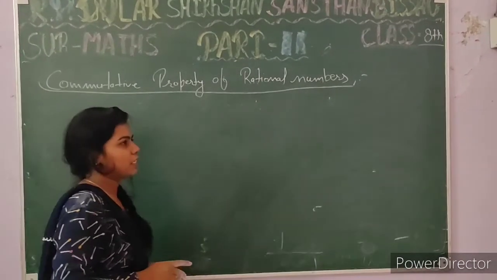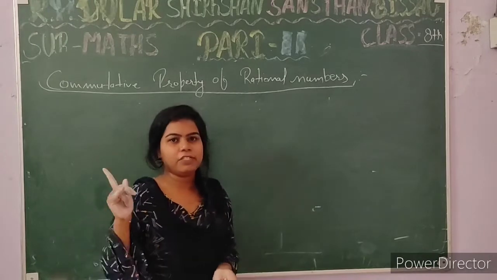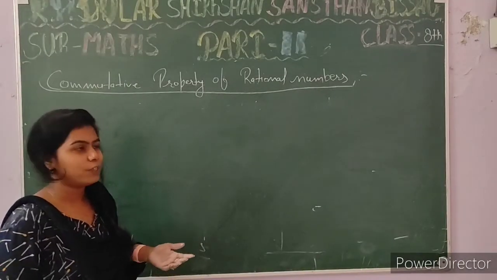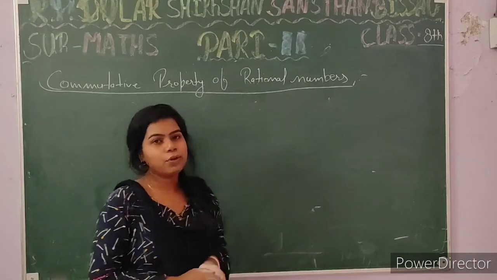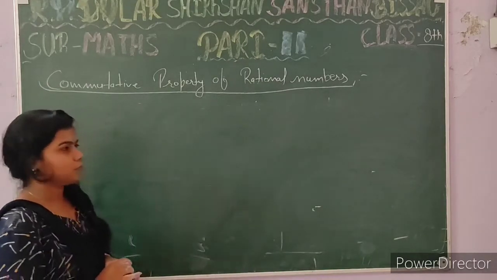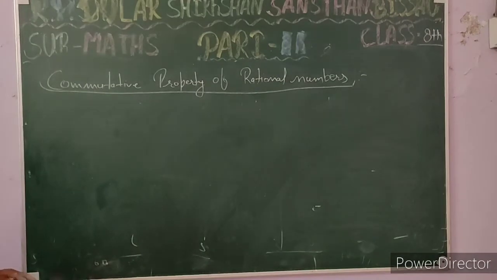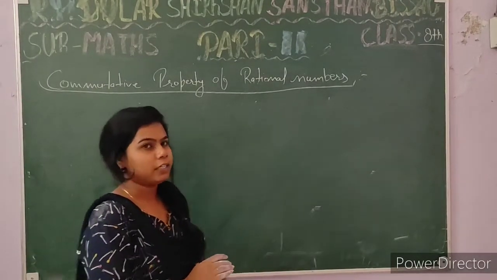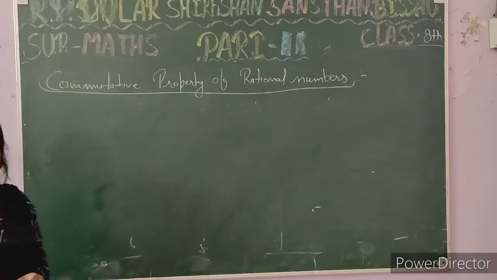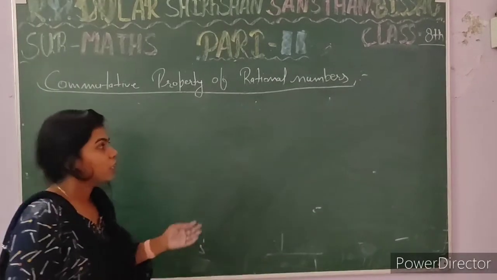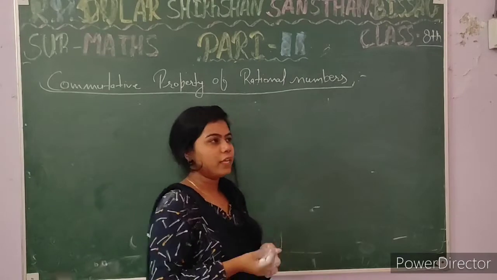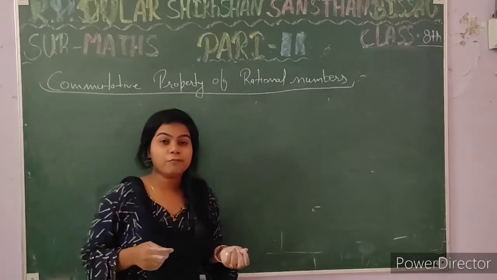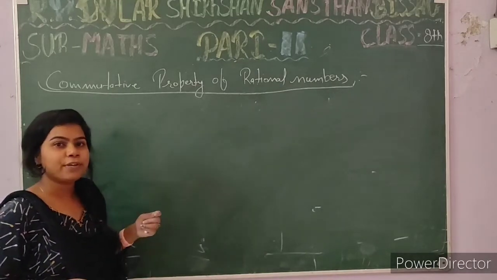In the previous parts, for addition, subtraction, multiplication and division, we have to see whether the commutative property will be satisfied or not on rational numbers. Students, you know about rational numbers. In part 1, I told you the definition: the numbers which can be expressed in the form p by q, q not equal to 0, are called rational numbers.